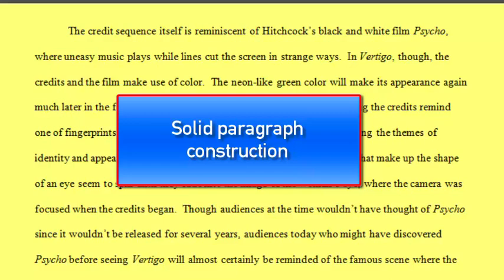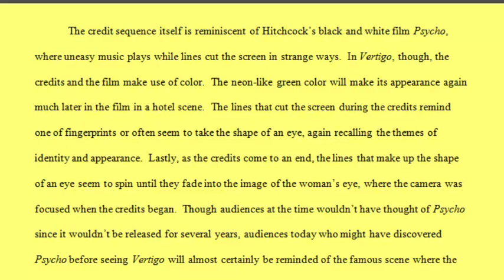In Vertigo, though, the credits in the film make use of color. The neon light green color will make its appearance again much later in the film in a hotel scene. The lines that cut the screen during the credits remind one of fingerprints, or often seem to take the shape of an eye, again recalling the themes of identity and appearance.